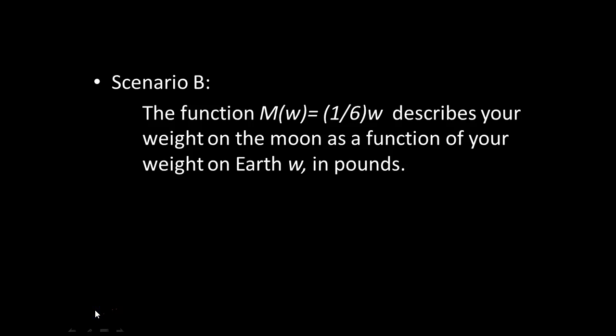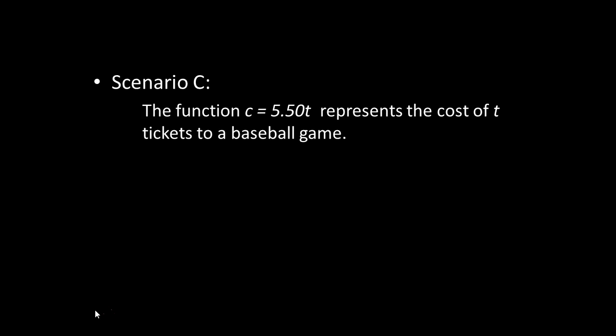Scenario B would be a continuous graph because you can weigh half of a pound, a fourth of a pound. Because it's not a specific data point, it would be continuous throughout, and you would draw that line. Scenario C would be discrete because, once again, you can't have 1.5 tickets to a baseball game. It's either 1, 2, 3.